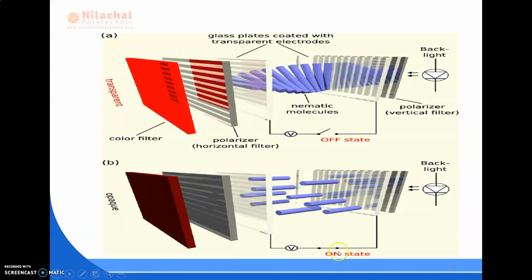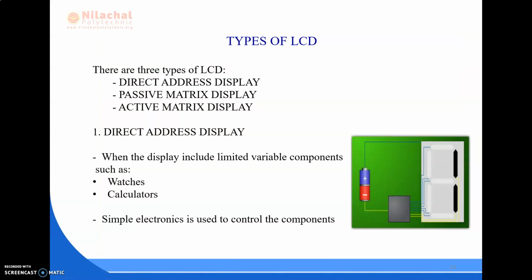Whereas when the voltage is provided, the nematic crystals stand erect and the backlight is unable to pass through the polarization glasses and we see the pixels not glowing. So in the off state, it is transparent, and in the voltage on state, it is opaque or dark. Let's see some types of LCD.